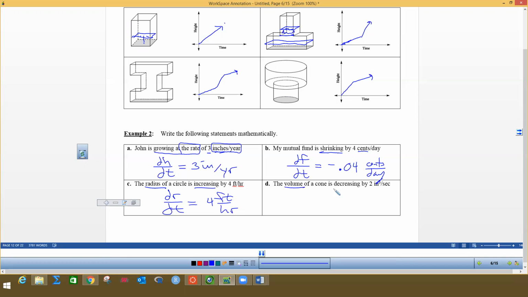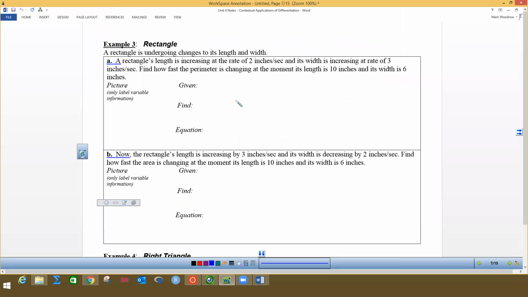And then we're going to be changing volume, and it's decreasing, so we're going to have a negative one, so dV. And again, seconds. Another thing that's going to help you know it's volume, do you notice that says cube? So that's a volume symbol. So dV/dt here, and it's going to be decreasing, so that would be -2 cubic inches per second. So that's kind of giving you an idea of what we're going to be looking at with derivatives.